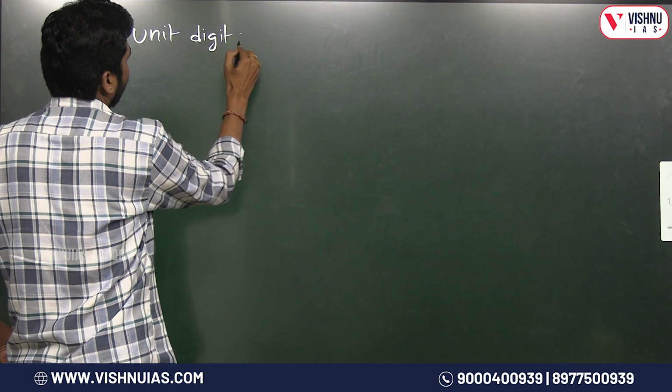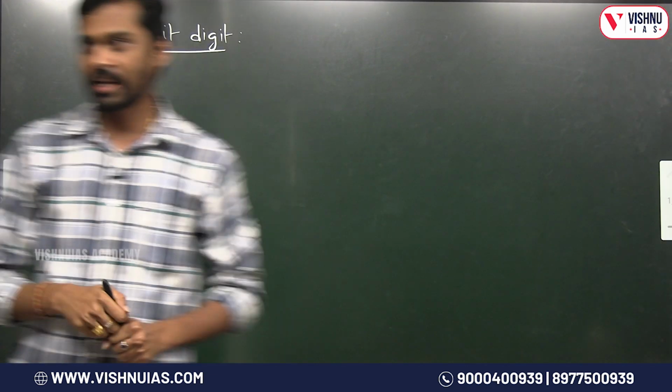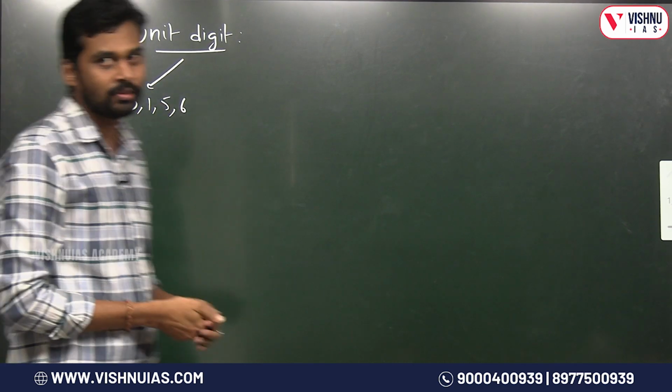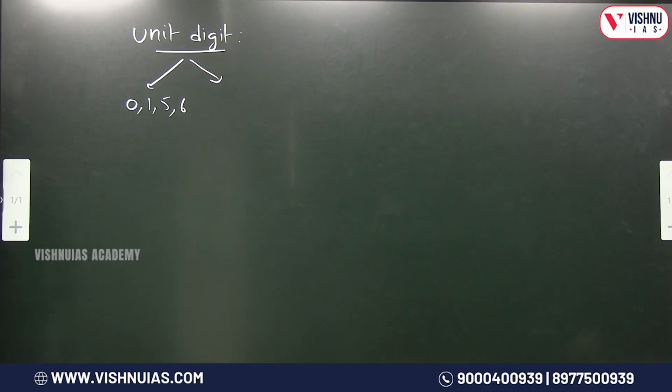Unit digit of the different numbers. How do we categorize the numbers? By unit digit. So the first category of the numbers are 0, 1, 5, 6. So what is the logic for this? The last digit of all these numbers which end with 0, 1, 5, 6 will have the same digit, right?